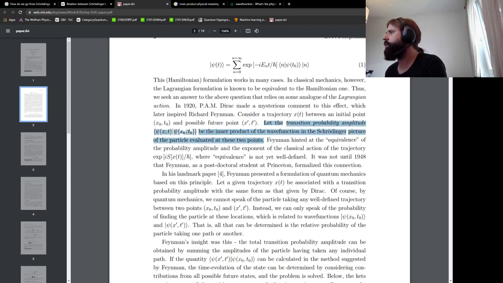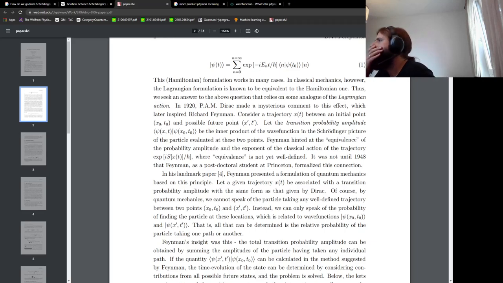But who defined that? So I understand that's something that Feynman kind of hinted at. Let the transition probability amplitude be the inner product of the wave function in the Schrödinger picture of the particle evaluated at these two points. Feynman hinted at the equivalence of the probability amplitude and the exponent of the classical. No, what he hinted at is that there's an equivalence between these and the exponent of the classical action of the trajectory.